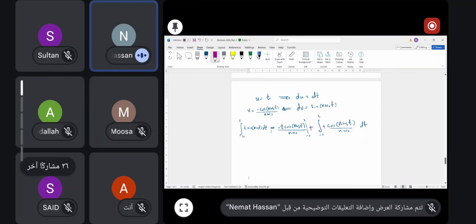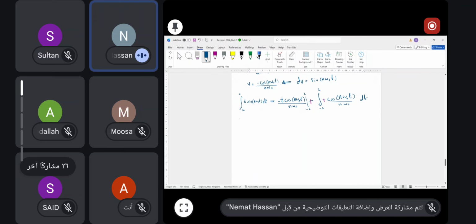What is the integral of a cosine? Now it becomes simple, so it's equal to minus t cosine n omega naught t over n omega naught from -2 to 2 plus the integral of a cosine, which is sine n omega naught t over, we already have n omega naught, and then from the integral I'll have another n omega naught, which means n omega naught squared, with limits from -2 to 2. So far are we clear? Now we have to substitute upper limit minus lower limit.